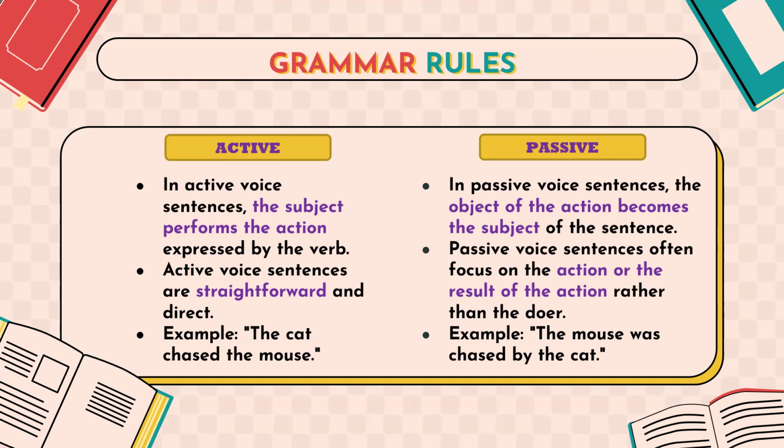In passive voice sentences, the object of the action becomes the subject of the sentence. Passive voice sentences often focus on the action or the result of the action rather than the doer. So here the object becomes the subject: the mouse was chased by the cat.